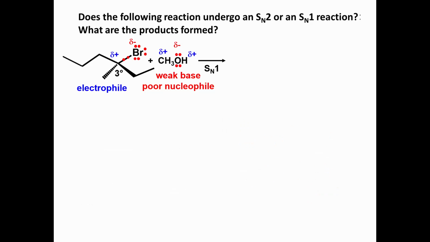The first step in an SN1 mechanism is the formation of a carbocation. Your first arrow shows the electrons from the carbon-bromine sigma bond moving to the bromine atom to produce the carbocation and the bromide ion. The carbocation is a strong electrophile because the carbon does not have a full octet.